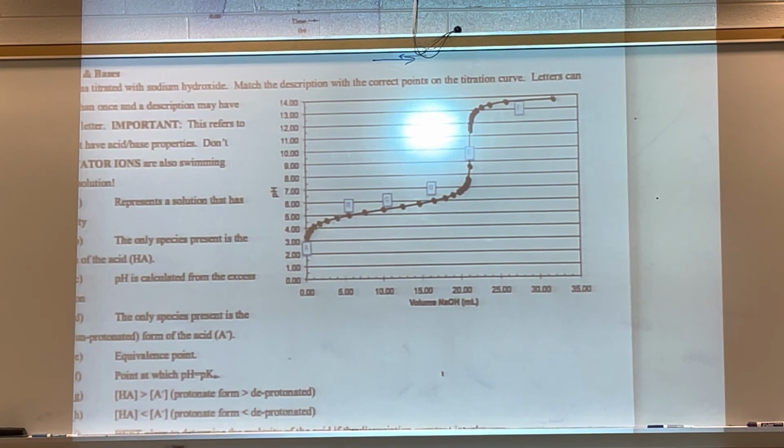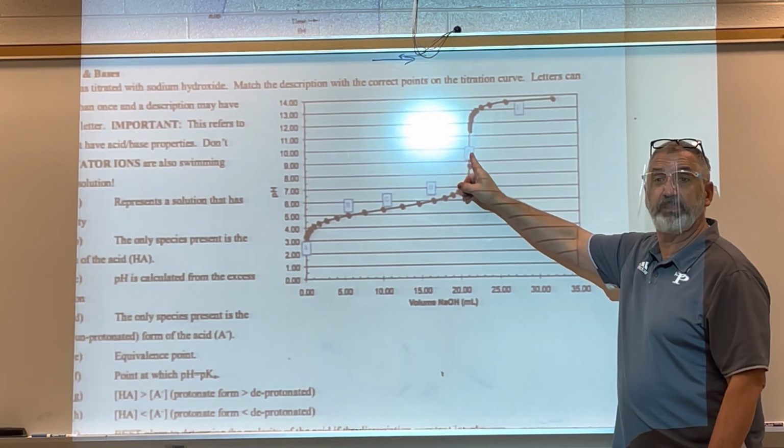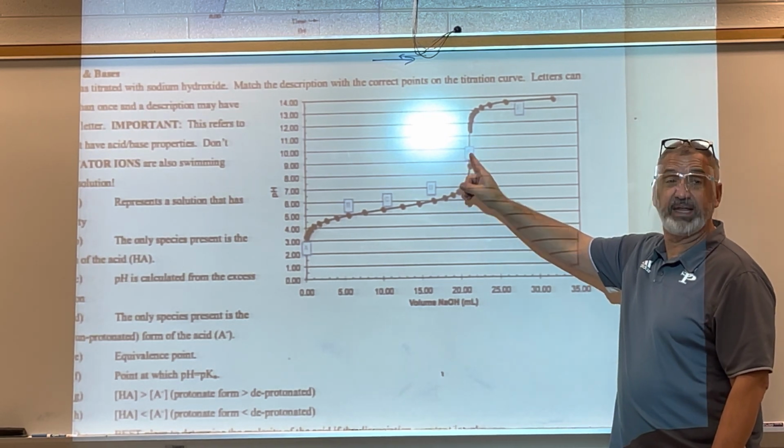The only species present is the protonated form of the acid, in other words, just HA. Where's the only place HA is the only thing? A. pH is calculated from the excess NaOH: F. The only species present is the deprotonated form, A minus: E. That's why we have to calculate the pH at this point based upon the salt, not HA.